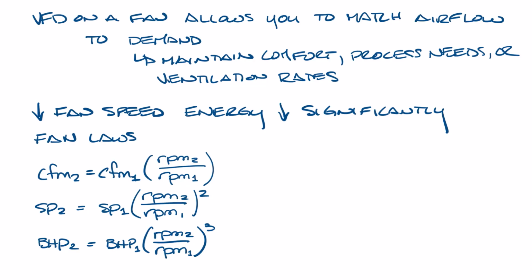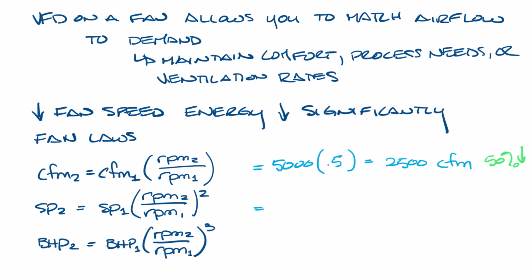So I'm just going to make up some numbers to put in here. Let's say CFM 2 equals CFM 1, which is 5,000 times, I'm just going to say 50% because we're just cutting the motor speed in half. And that'll equal 2,500 CFM. So a 50% drop in the speed results in a 50% CFM drop as well.